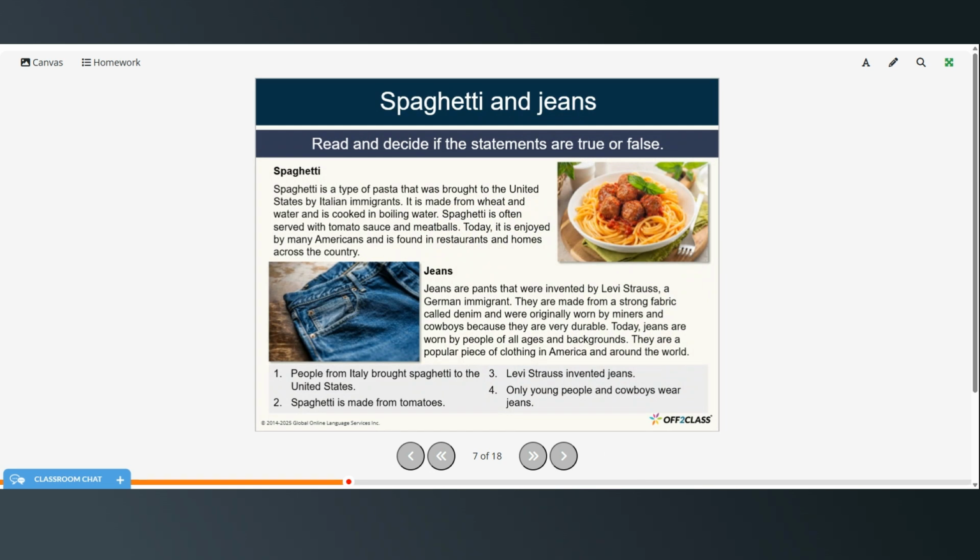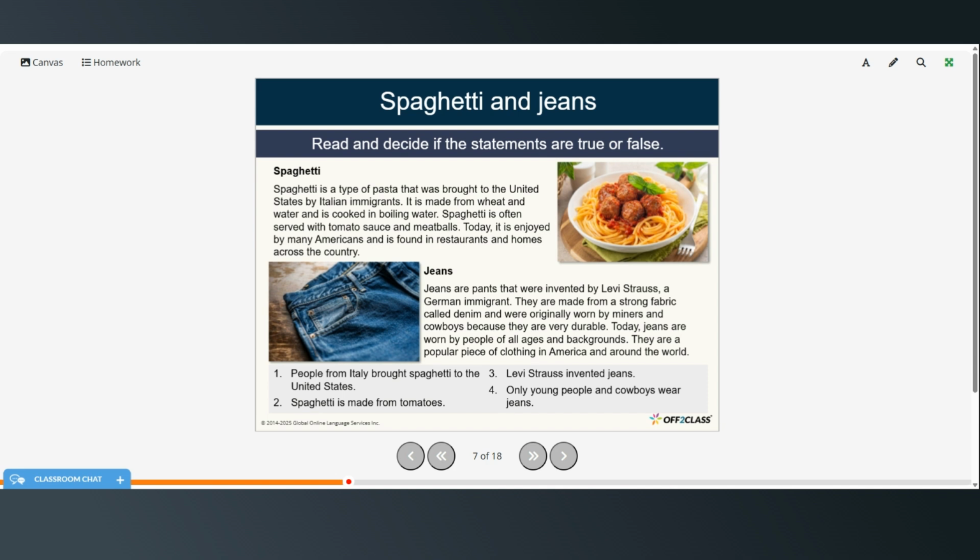All right, so now read and decide whether the statements are true or false. And again, you can pause the video, read on your own, or follow along as I read. Spaghetti is a type of pasta that was brought to the United States by Italian immigrants. It is made from wheat and water and is cooked in boiling water. Spaghetti is often served with tomato sauce and meatballs. Today, it is enjoyed by many Americans and is found in restaurants and homes across the country.